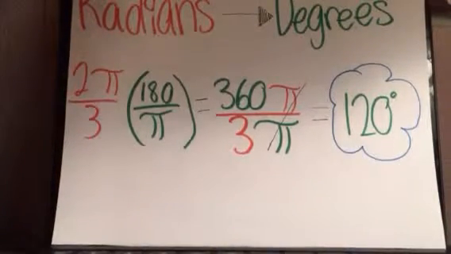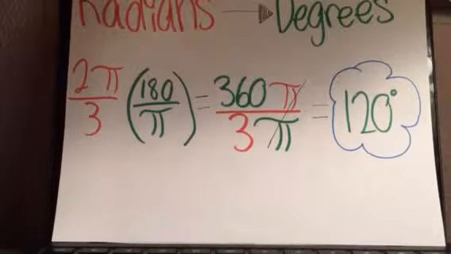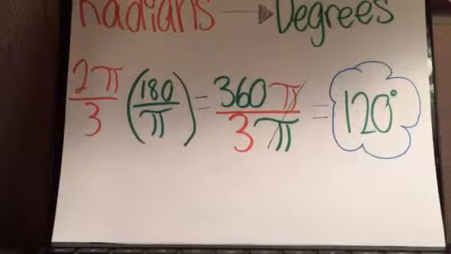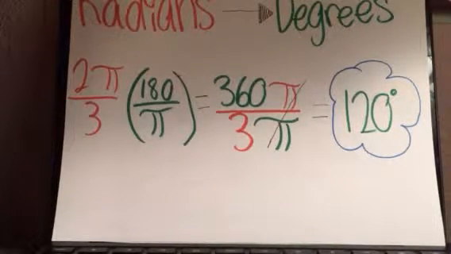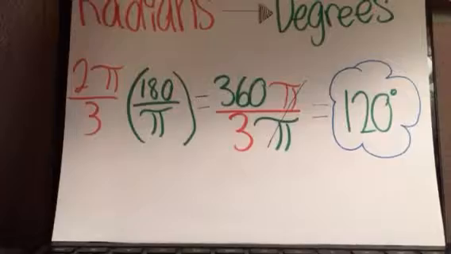With the radians of 2 pi over 3, we multiply by 180 over pi, giving us 360 pi over 3 pi. We cancel out both pi's and simplify. 3 goes into 360 120 times, giving us 120 degrees.